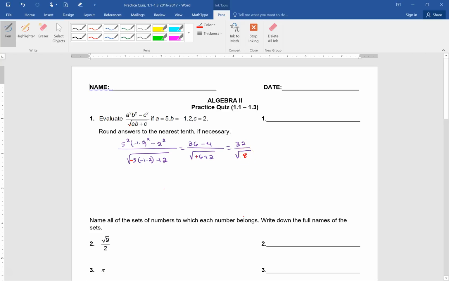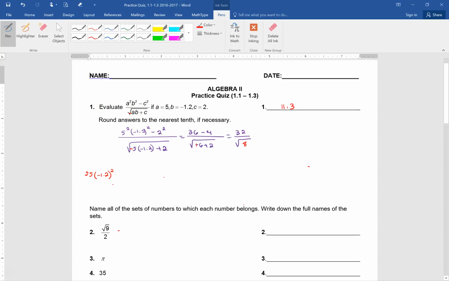We're not actually changing the variable. No. So 32 divided by root 8 is 11.3. Okay. So here we have 25 times negative 1.2 squared, and I plugged it in the calculator. So 1.2 squared is 1.44 times 25. So try it out on the calculator.